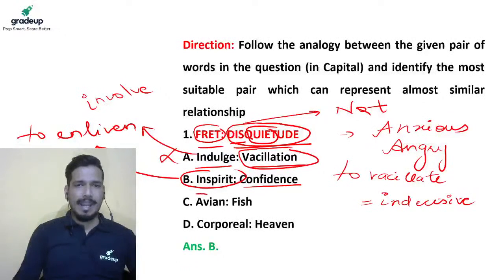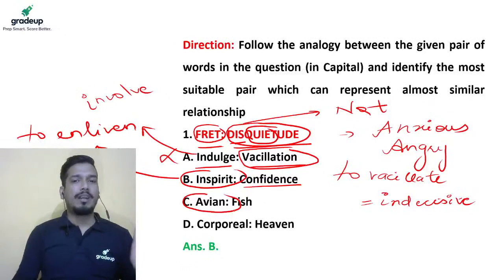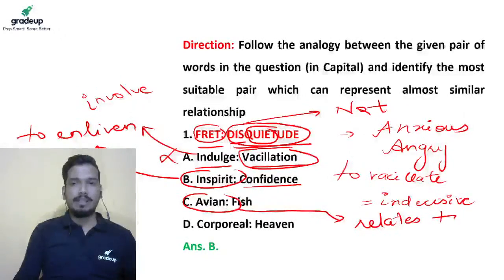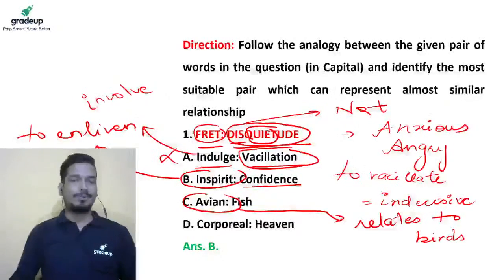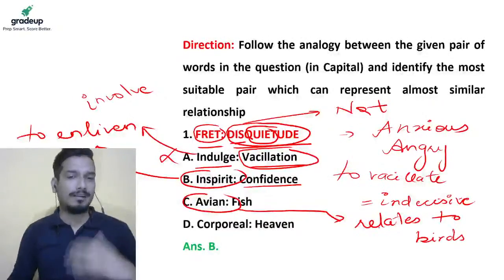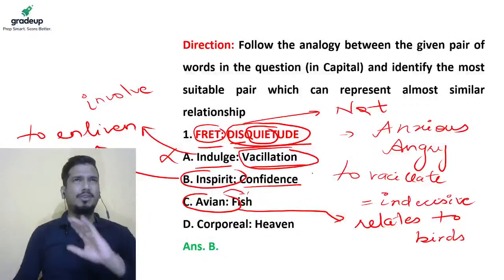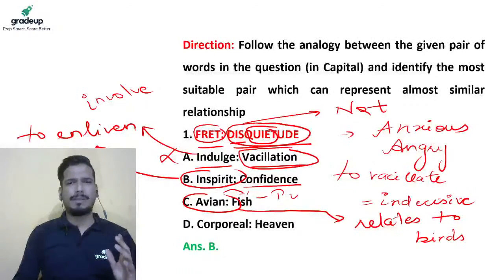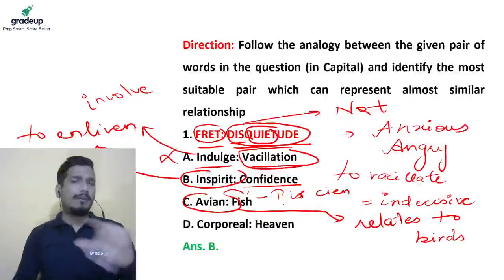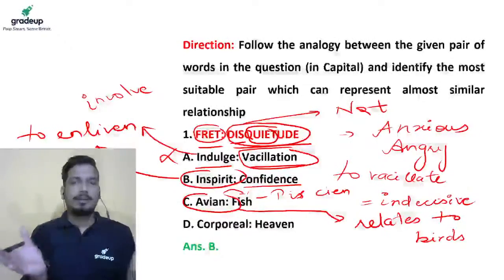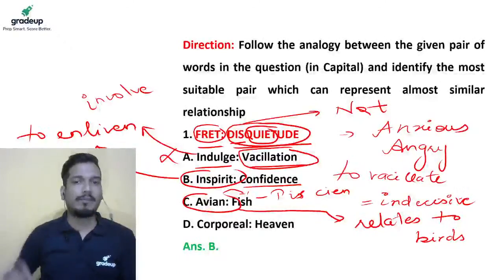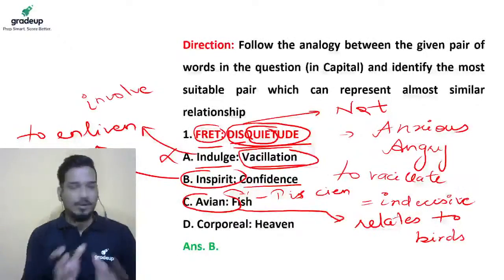Avian means that which relates to birds. These days our old friend bird flu is back, so they say this is an avian disease. It does not relate to fish. That which relates to fish is known as Piscean. One zodiac sign, Pisces, also has a fish as its symbol. So this is not synonymous.